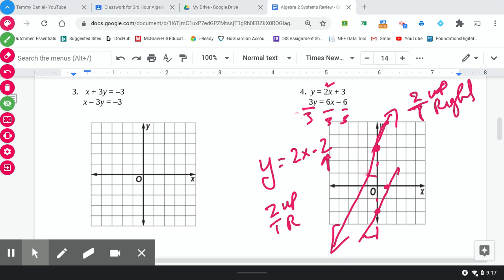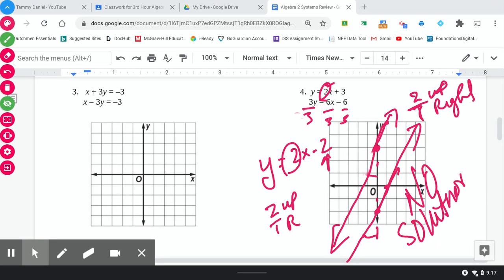Right there. And if you notice, these two are parallel again. You can tell that because they both have a slope of positive 2. So that means they're going to be parallel, and if they're parallel, they do not intersect. And if they do not intersect, that means the answer is no solution. Remember, if they're parallel, they never intersect, so it's no solution.